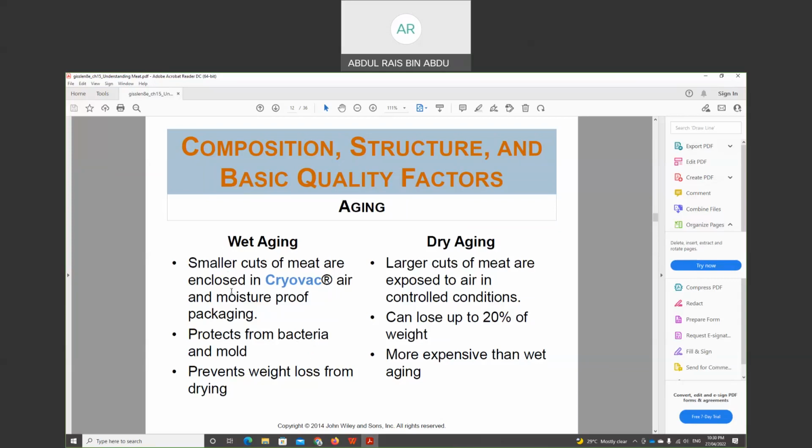So it says here, wet age: smaller cuts of meat are enclosed in a convect air and moisture-proof package. It's protected from bacteria and mold. While dry age, it says larger cuts of meat are exposed to air control condition and they can lose weight up to 2%. But dry aging, it says here, is more expensive than wet aging.